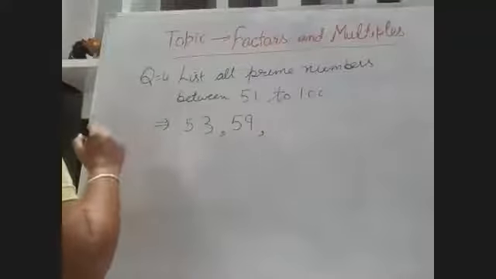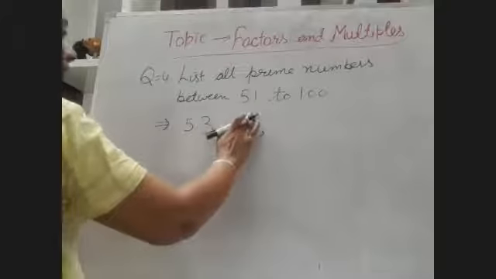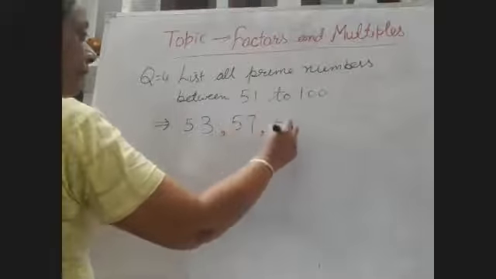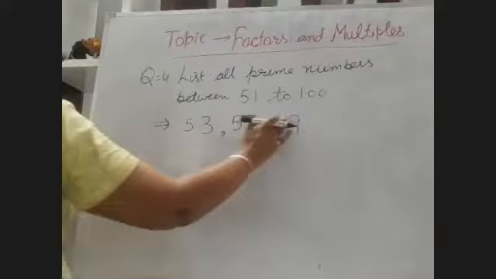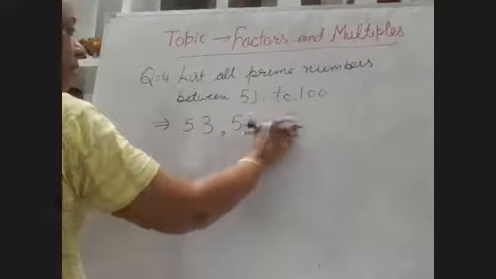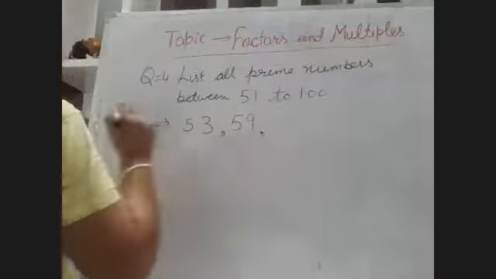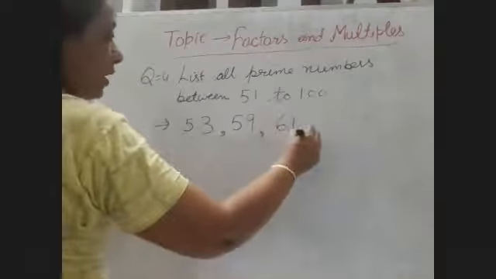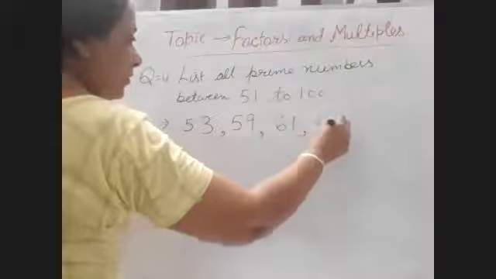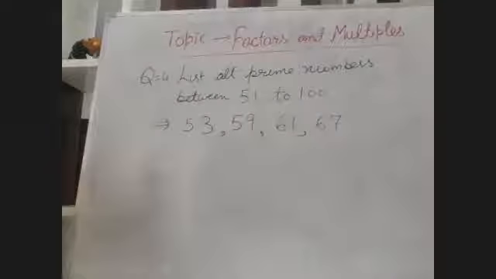53, 59. Next is 61, 67. 68 is composite, 69 composite, 70 composite.